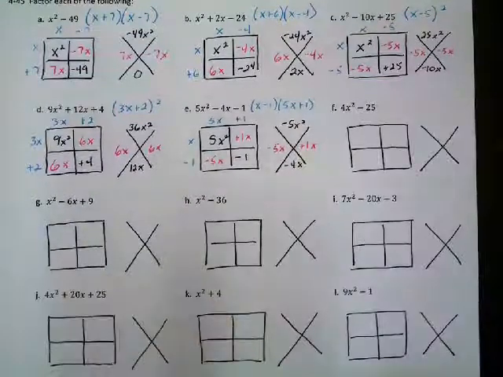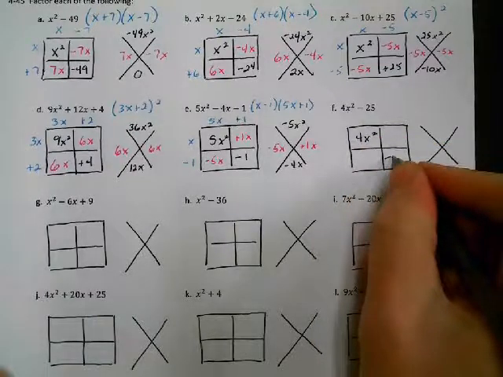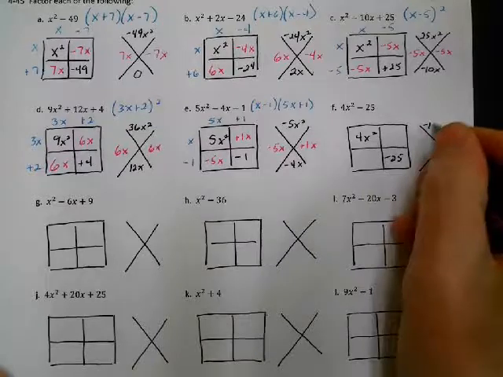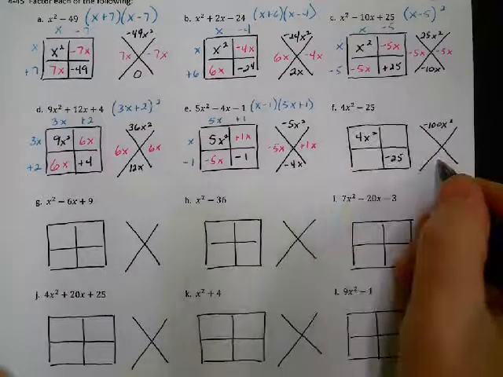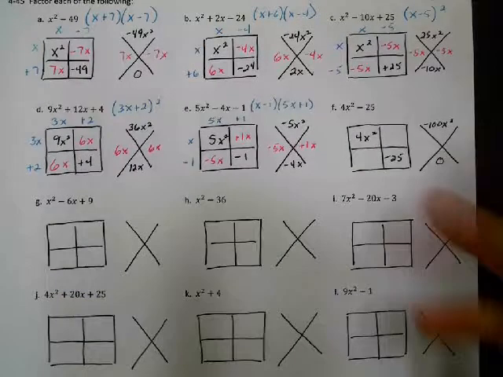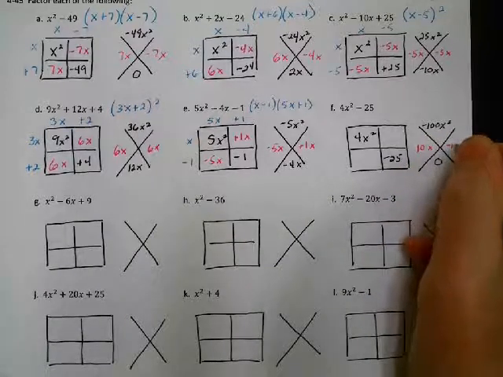Moving. All right, so 4x squared goes here. Negative 25 goes here. Multiply those together, we get negative 100x squared. But there's no x term, so that means they add to give me 0. There's only one way to do this. That would be to have a positive 10x and a negative 10x. Those cancel each other out.